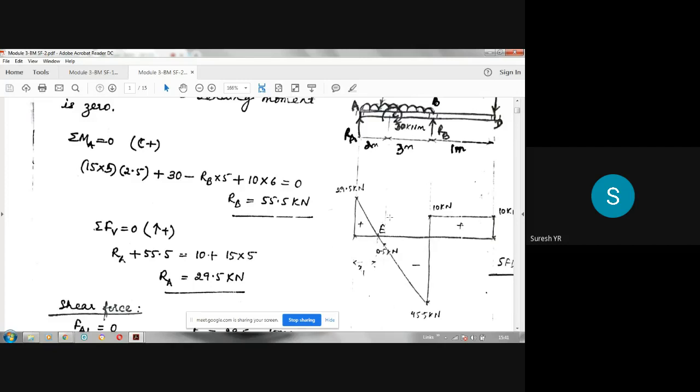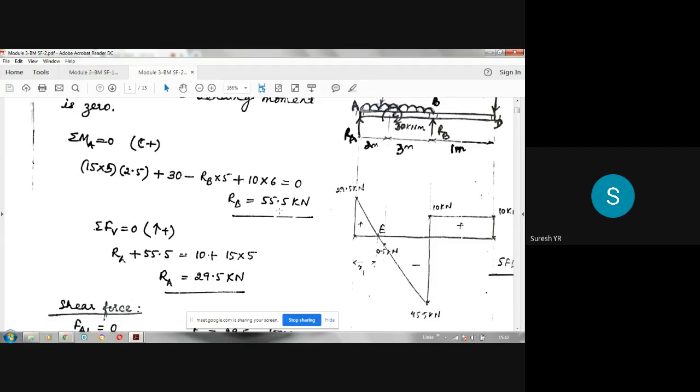So how to draw the shear force diagram, I am explaining. At A, you have to move upwards 29.5. Then from A to B, there is a downward force of 15 into 5, 75. You have to come down 75 up to B. Then at B, you have an upward reaction of 55.5. From here, you have to move upwards 55.5. Already 45.5 is there down, so another 10 you have to move up. So from here to here, the vertical distance is 55.5.